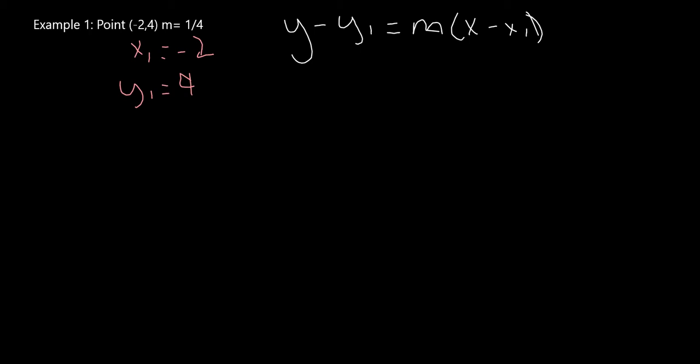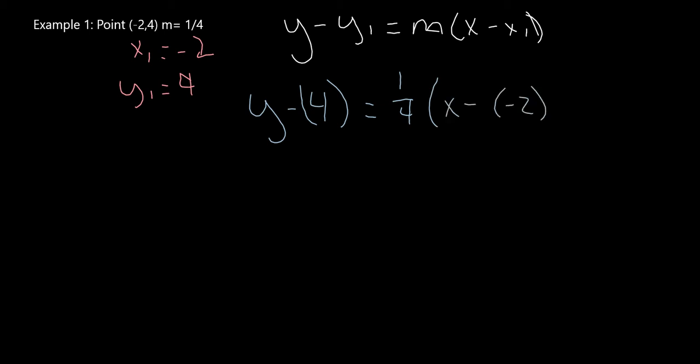So now I'm going to put this into my formula. My y stays y, minus my y sub 1 of 4, and it's a good idea to use parentheses, equals my m of 1/4, and then parentheses x minus x sub 1 of -2, close parentheses. Now I'm going to simplify this. y minus 4 is just y minus 4 equals 1/4. We have a negative times a negative, so it's going to be x plus 2 in parentheses.